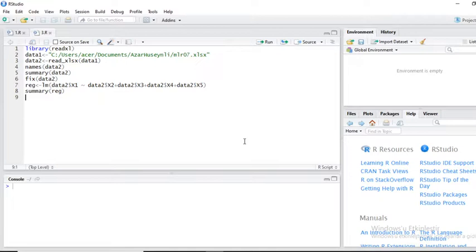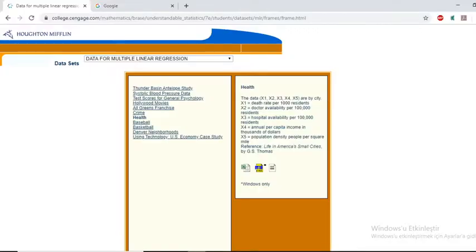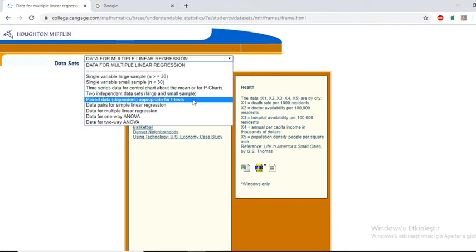So what is the data, and where did I take this data from? The data is from this website. I barely searched in Google for the data for multiple linear regression, and it didn't take much to find this data. This website, it's a good website. There are lots of data for regression. For example, for linear regression, there are lots of data as well.